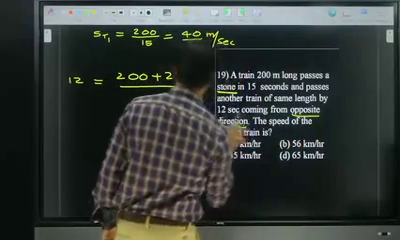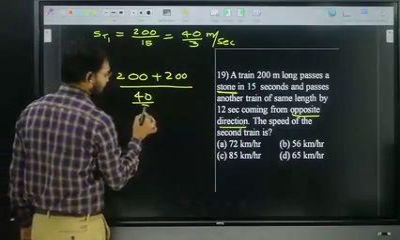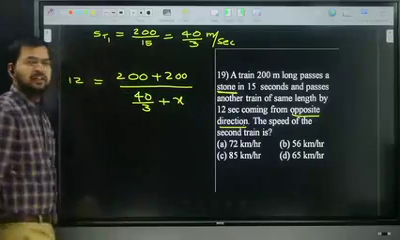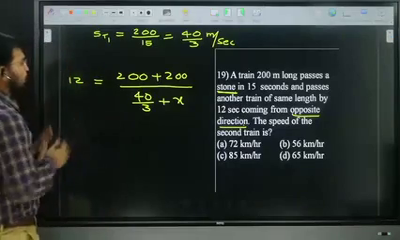Opposite direction, na. So speed of the first train is how much? 40 by 3. I don't know the speed of the second train, so I assume it as some x. So here x is the only unknown variable.